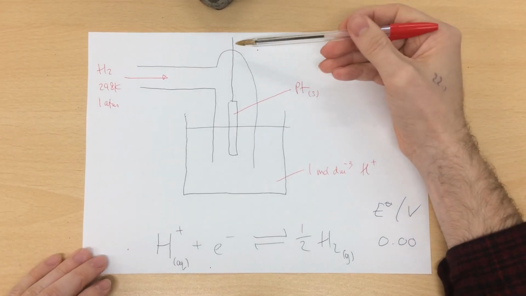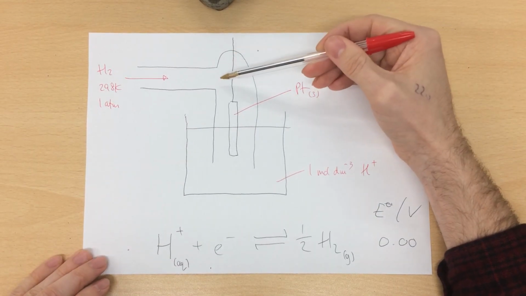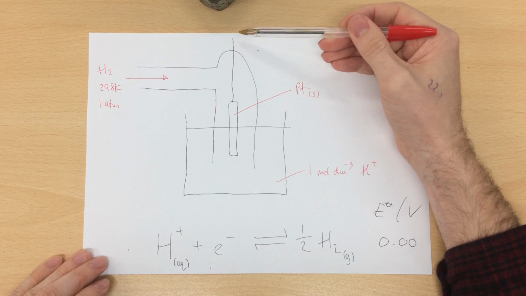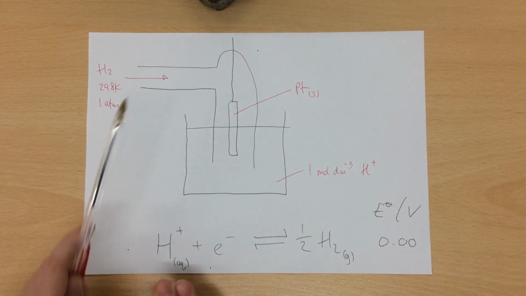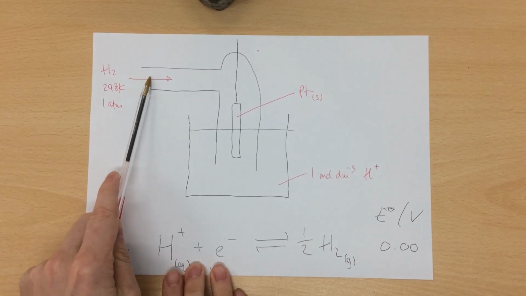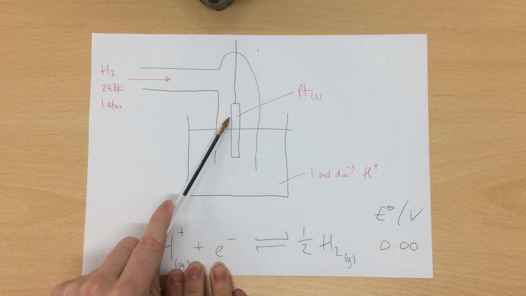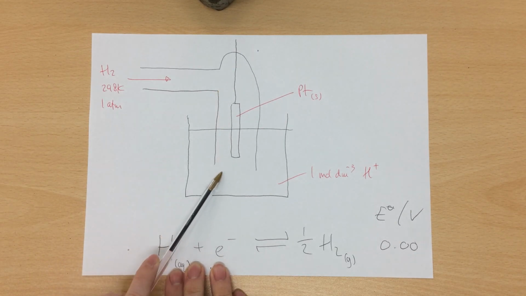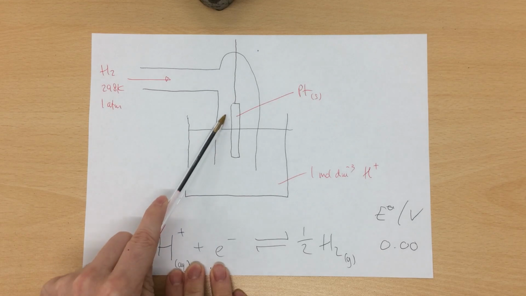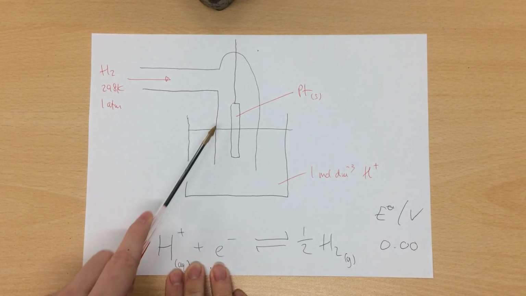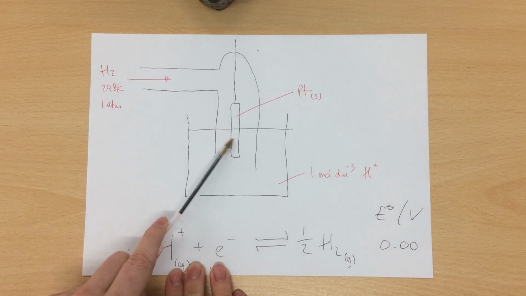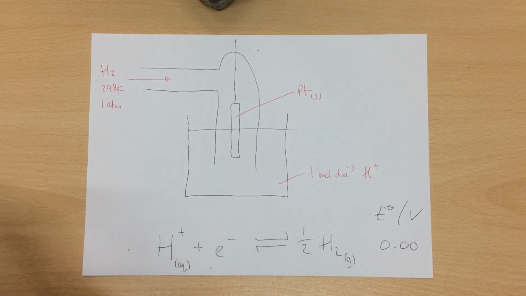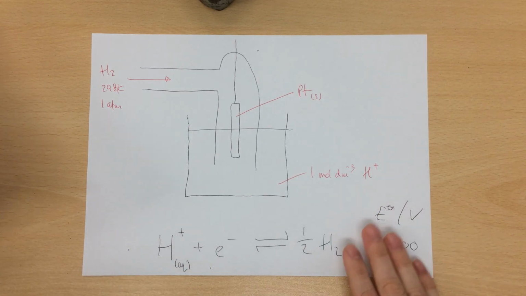So if I left a little hole there, all of the hydrogen gas is just going to escape out the top. As it is sealed, the hydrogen gas will get pumped along here, forced down, and it'll bubble through this solution. So you'll get bubbles of hydrogen gas bubbling through and hitting the electrode. So what's going to happen at the electrode?